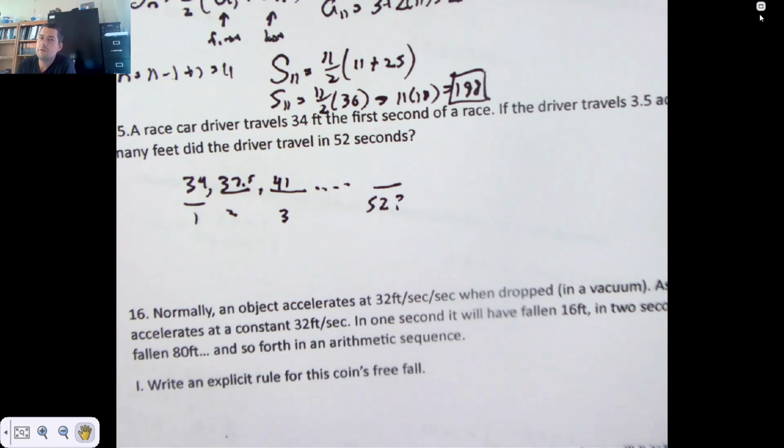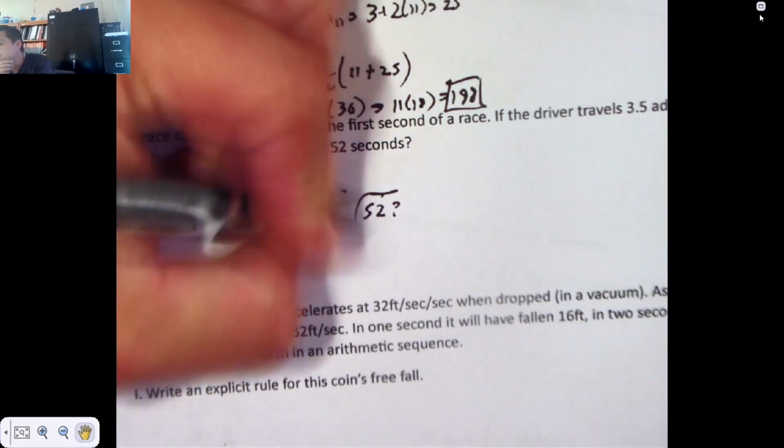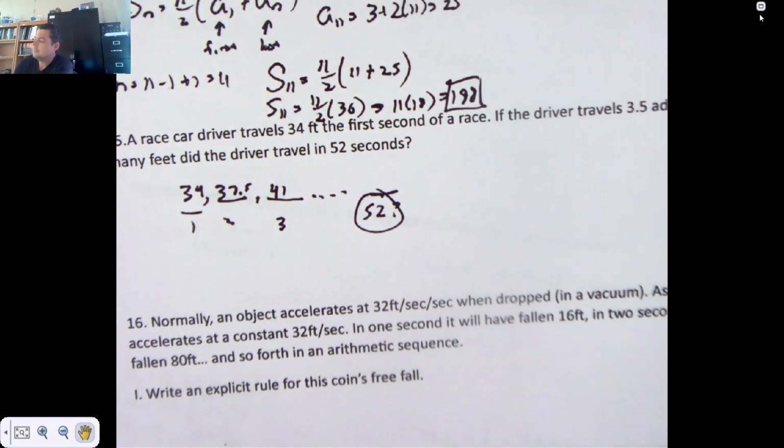Actually, the way this is worded, this is what they want. They want the 52nd term. Because otherwise, it's just going to be a gigantic number. I don't think it's about adding. Travels 3.5 additional feet each subsequent second. Yeah. Anyways, we're supposed to figure out what the 52nd term is.